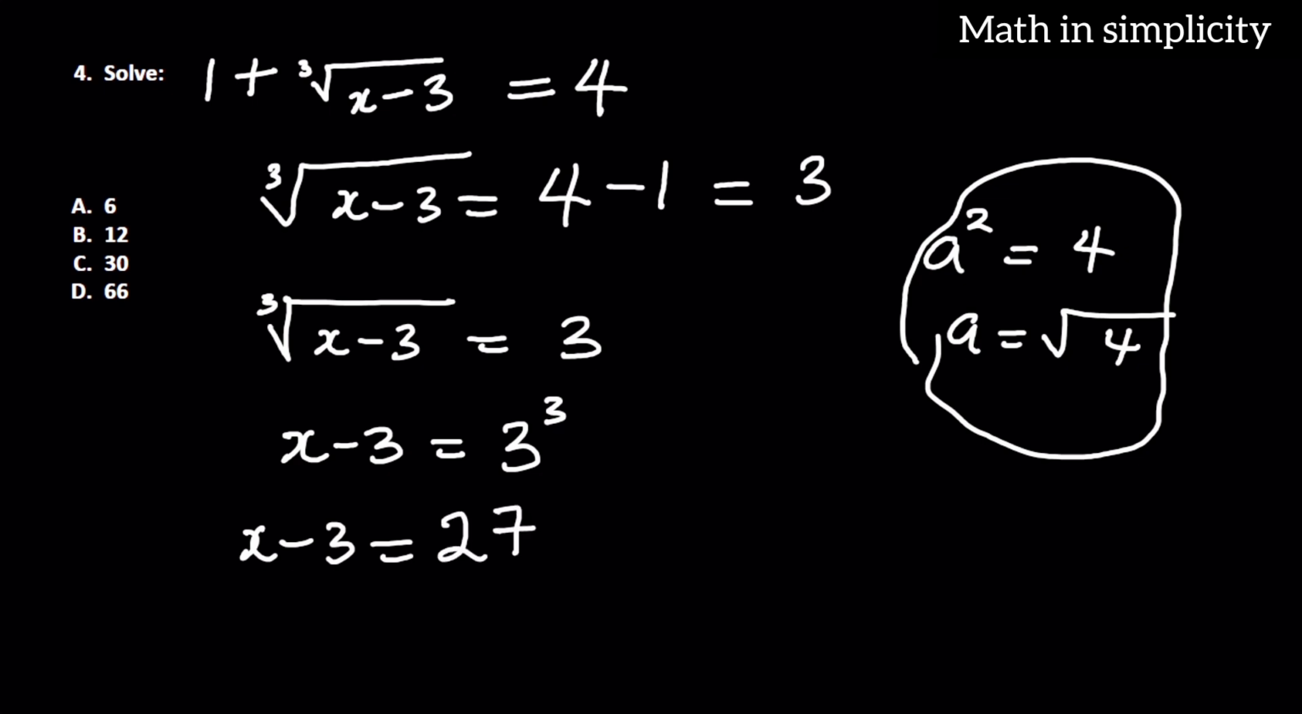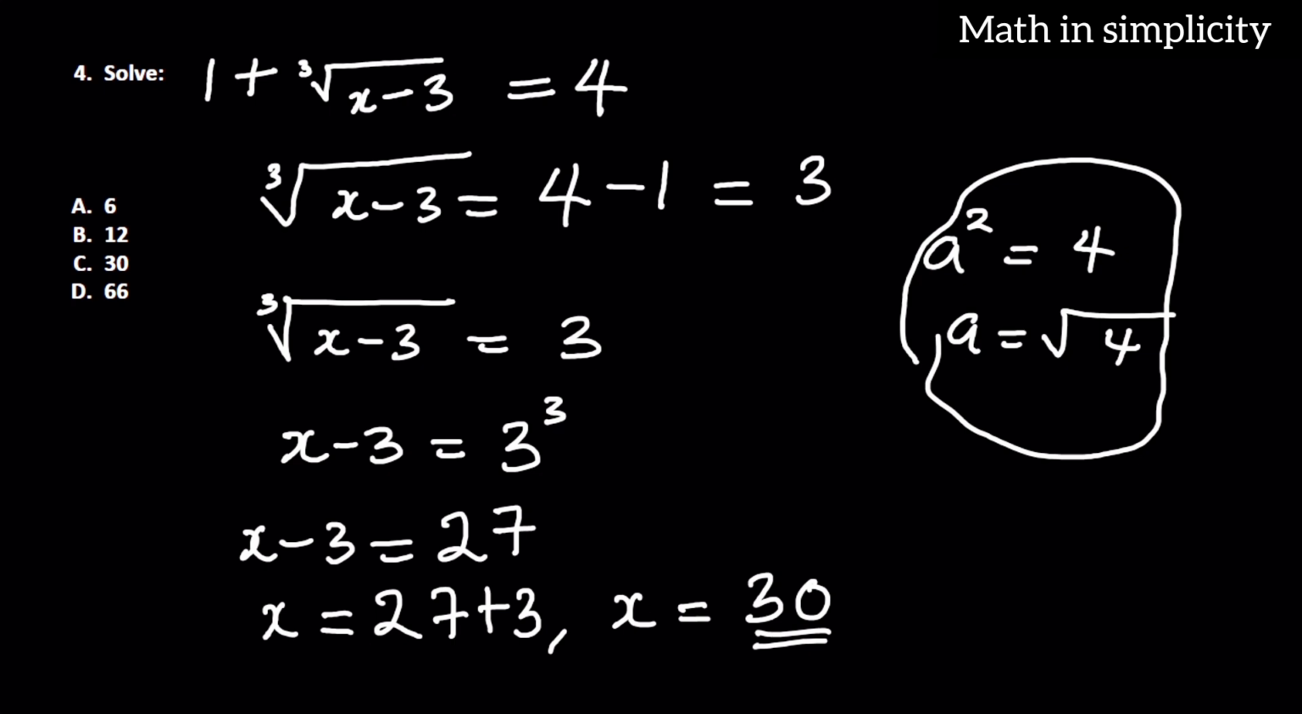So we have 27. Finally, x will be equal to, if I collect like terms, 27, and the negative 3 crossing becomes positive. Then x is equal to 27 plus 3, which is 30. So easy. The answer is still C. That's how to simplify these problems. It's very easy if you know what you're supposed to do. You're not supposed to waste any time at all in any question.